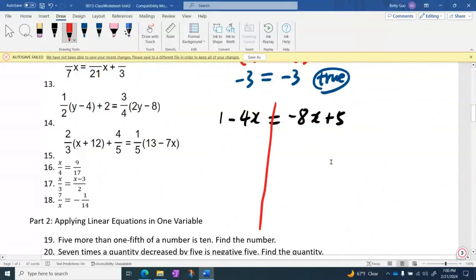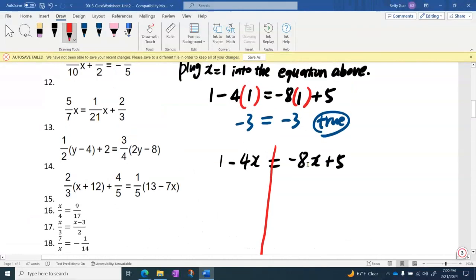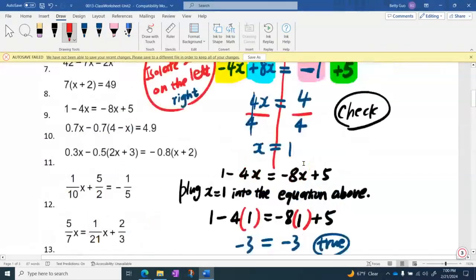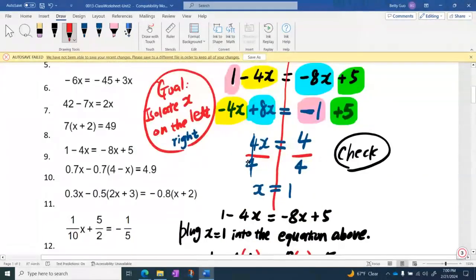The 4 properties are addition property, subtraction property, multiplication property, and division property. Earlier, we actually applied the division property. Division property of equality allows us to divide each side of the equation by the same non-zero number.